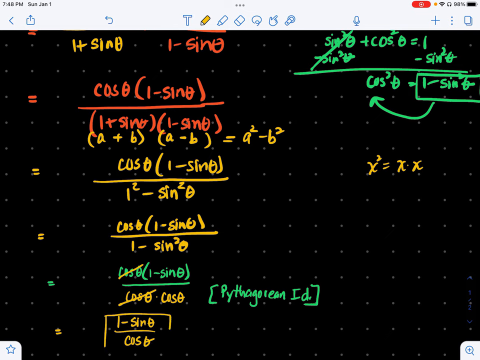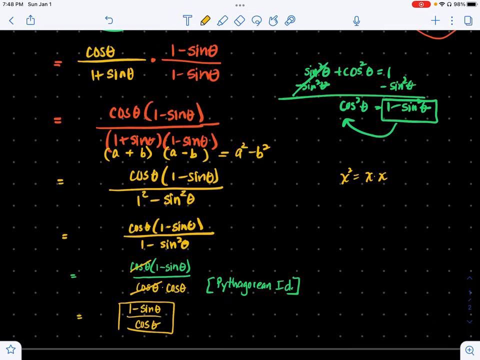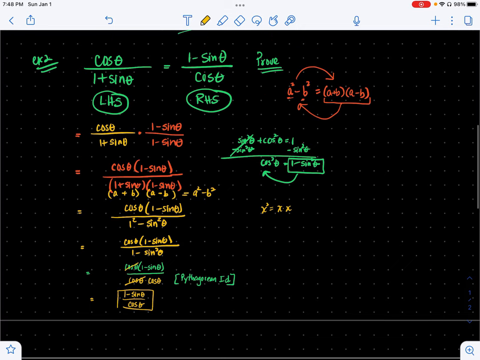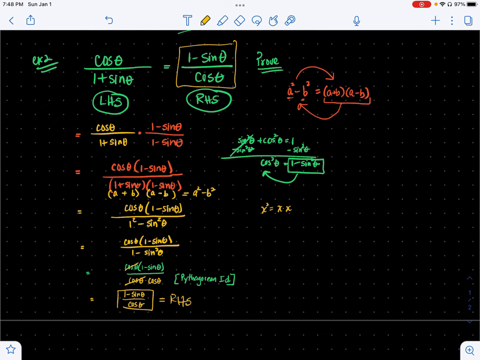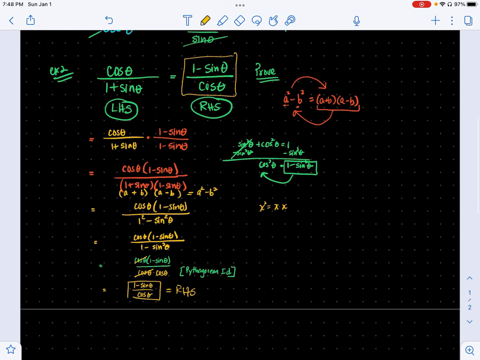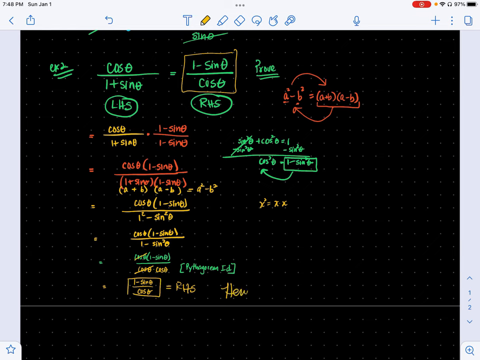Guess what? Have a look at the right-hand side. Well, what's the right-hand side? Yep. I have solved the left-hand side, and I have made it look like the right-hand side. This is equal to the right-hand side. And the most satisfying thing here to write is hence proved. I have proved it.